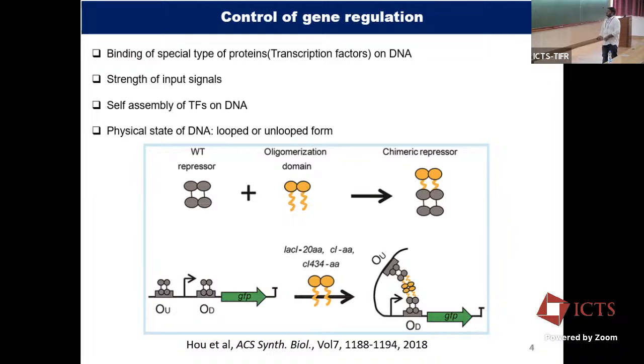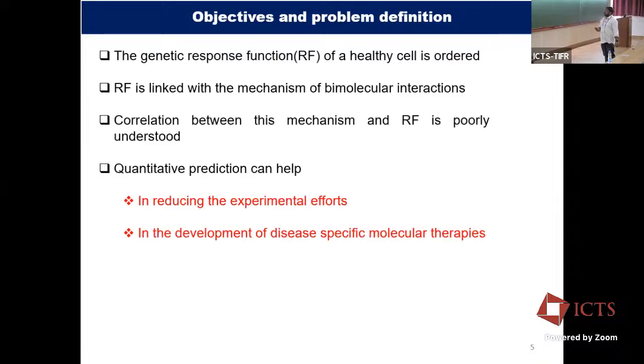For example, in this case here, it is forming tetrameric species. And it also depends upon the physical state of DNA, whether DNA is in a looped form or in an unlooped form. For example, it is forming a loop here. So everything was going fine.